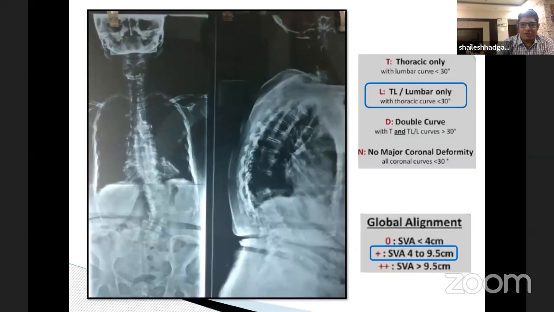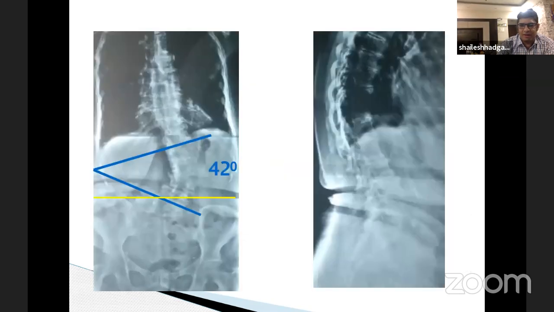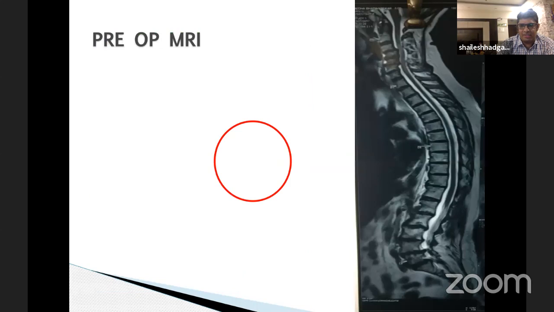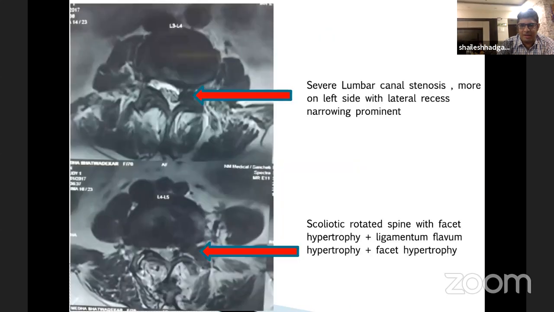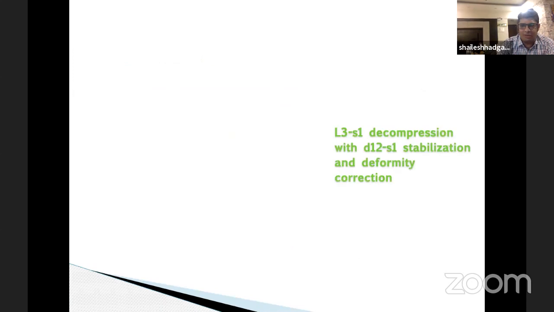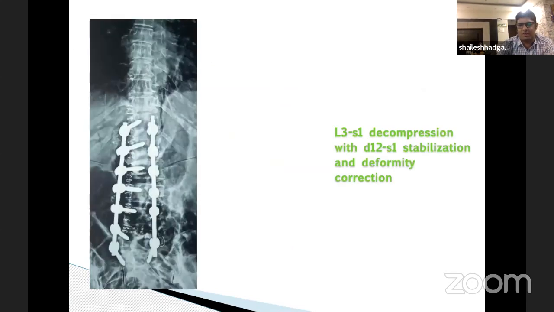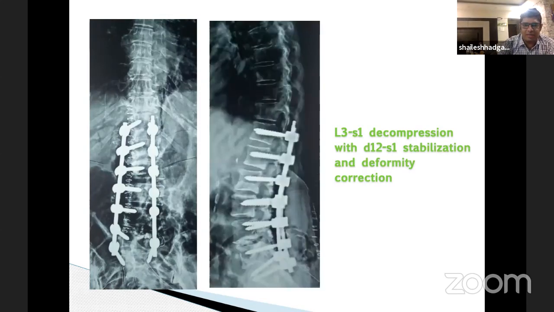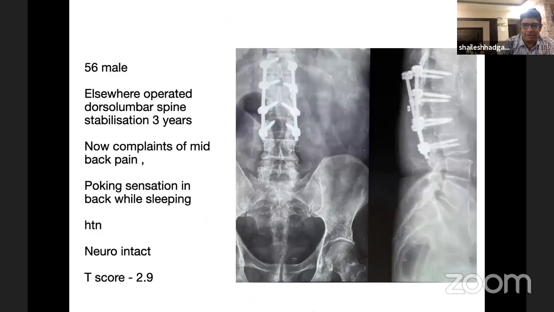Again, a 68-year-old female with a lumbar scoliosis and significant deformity, lateral listhesis, previously operated once, and double level compression, severe pain. She was not keen on, again, decompression, as she had already undergone a decompression the MIS way. We did a decompression as well as stabilization in this particular lady.